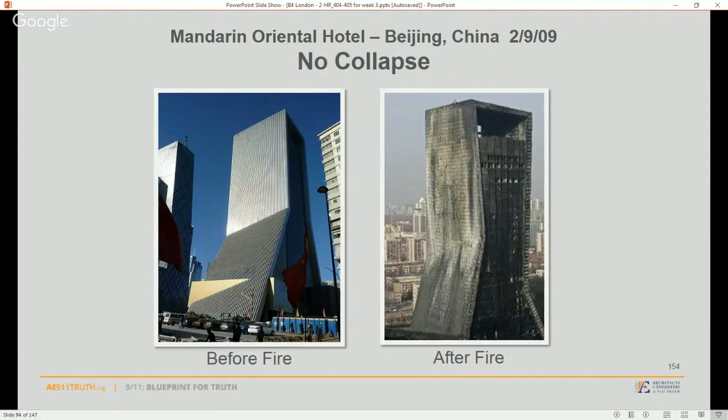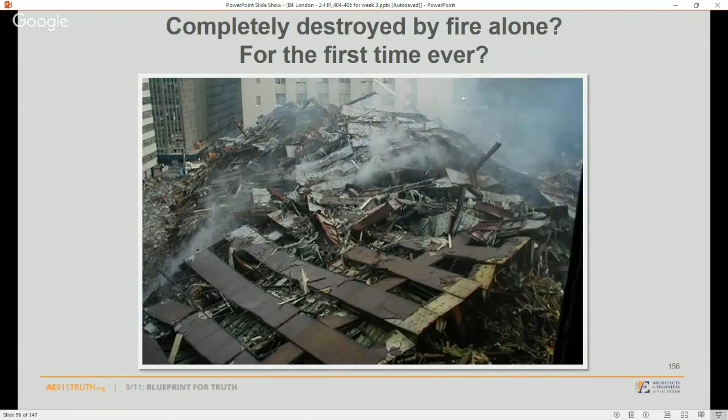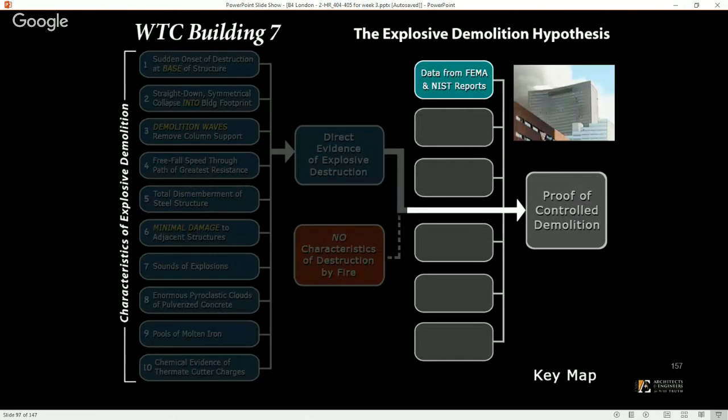Got remodeled. But these small scattered fires in World Trade Center 7 brought this building down in 6.5 seconds. Yes, that's how fast this building came down. You can measure it yourself. Into a pile like a house of cards for the first time ever. Blamed on normal office fires. Well, let's look at the reports that came from official sources.